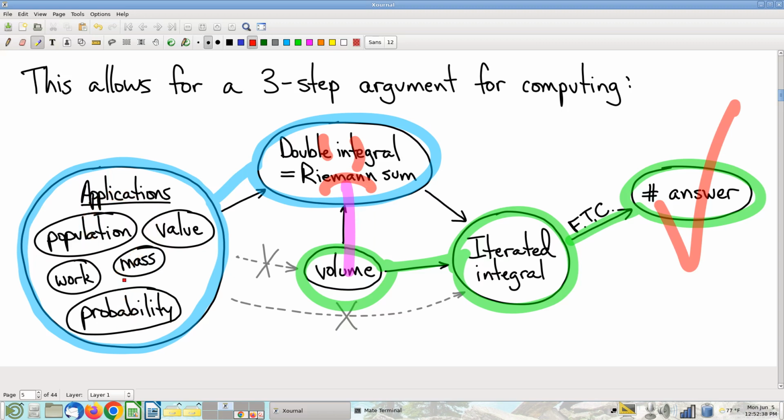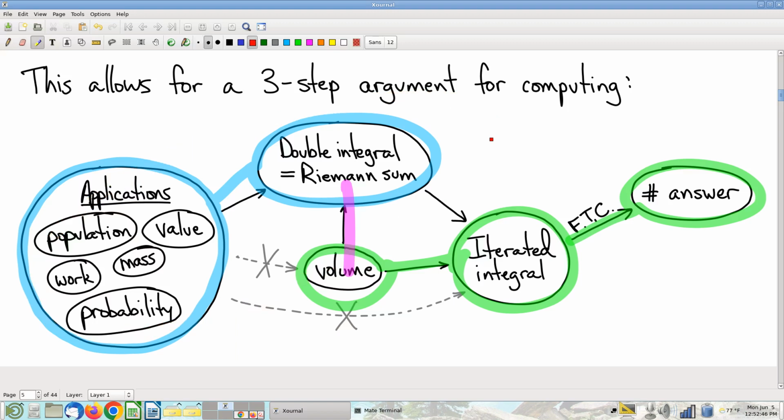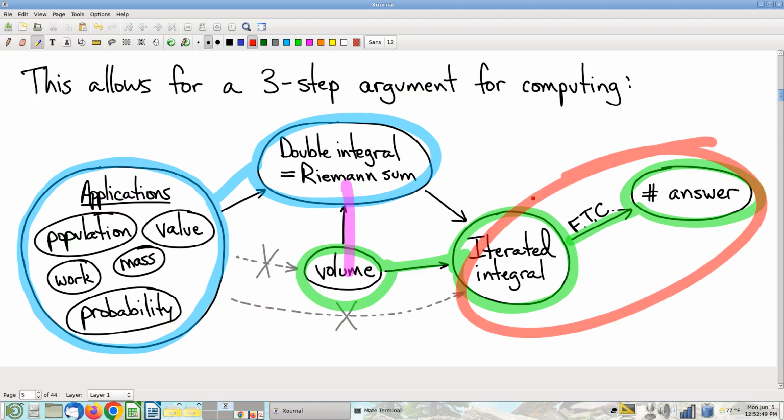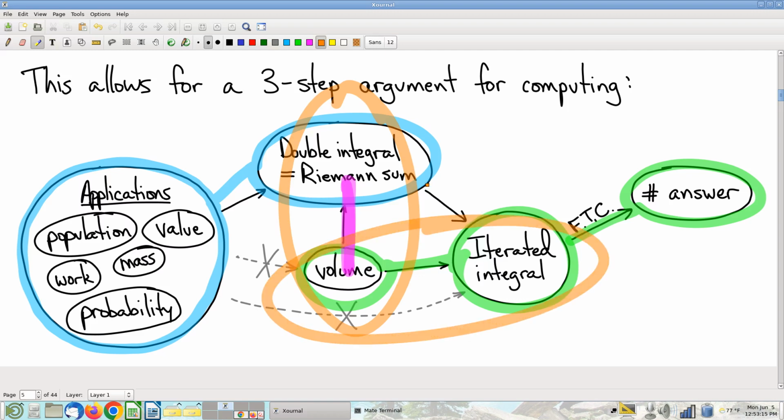That's why we need this connector. I need to be able to get from this blue world that allows me to connect to applications and relate that to this green world where I know how to compute stuff because they're single variable integrals, and single variable integrals, gosh, you gotta love that fundamental theorem. Right. Okay, so computing a volume with a double integral. This is the critical connection. And in fact, I'm going to rewrite this in just momentarily as, well, look, if double integrals are volume, but volumes are iterated integrals, in fact, that means that double integrals are iterated integrals.